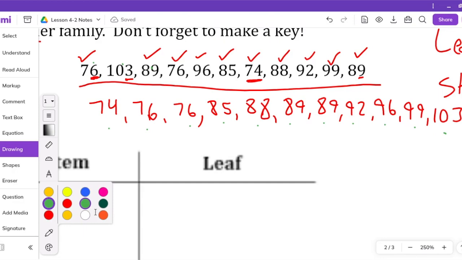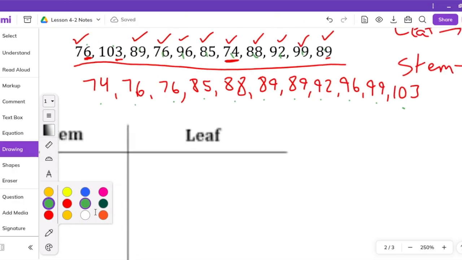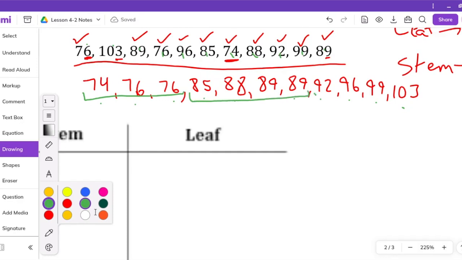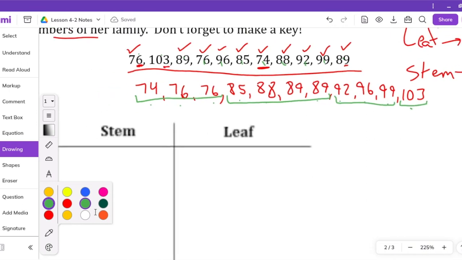1, 2, 3, 4, 5, 6, 7, 8, 9, 10, 11. Never hurts to take 10 seconds and count your data set. Okay, so on here, notice I can group these together: the septuagenarians, the octogenarians, the nonagenarians, and the centenarian, I don't remember, whatever, it doesn't matter.